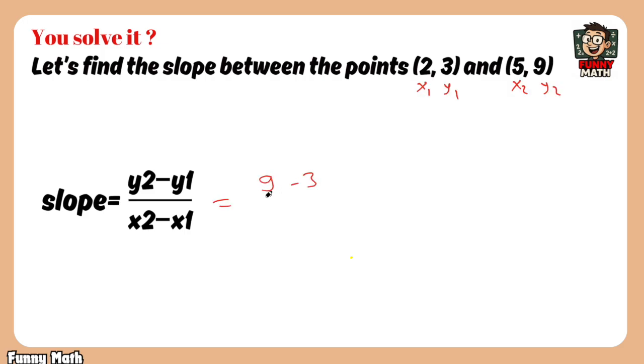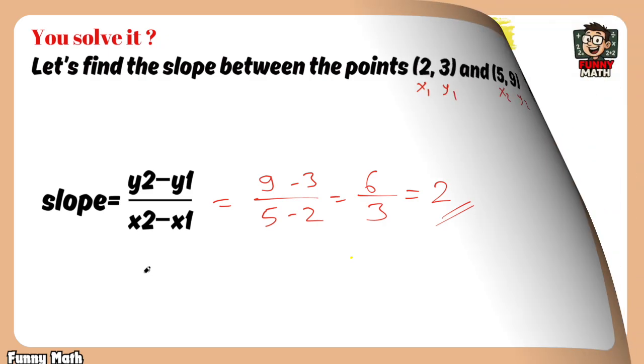M equals 9 minus 3 divided by 5 minus 2, which equals 6 divided by 3 equals 2. So the slope is 2. This means for every 1 unit we move to the right, the line goes up 2 units.